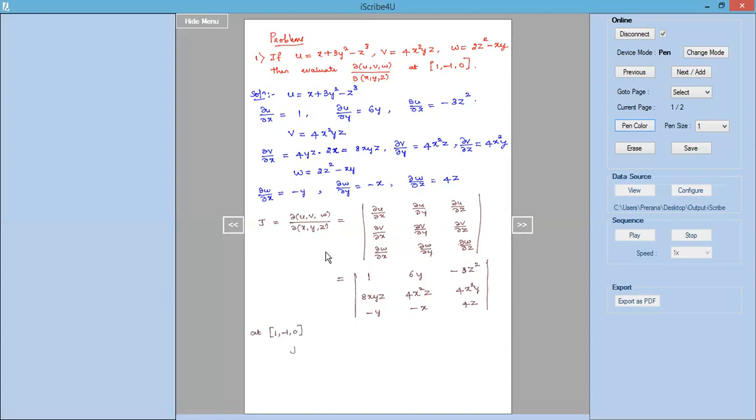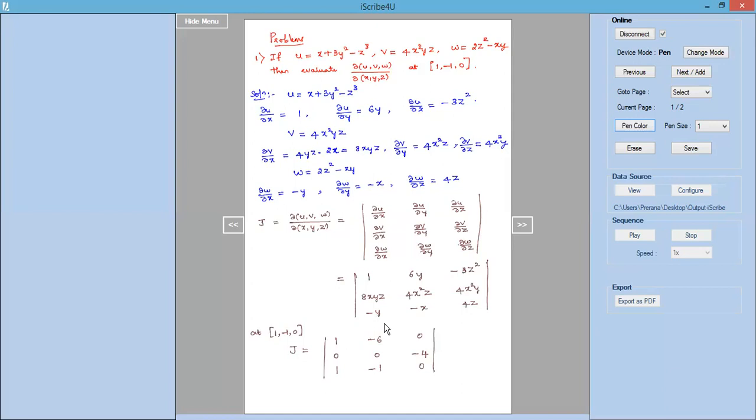So Jacobian J will be, wherever x is there, substitute x as 1, y as minus 1 and z equal to 0. Then we can rewrite the determinant. So we have 1. When y is minus 1, this becomes minus 6. z is 0, so the last term in the first row goes to 0. In the second row, z is 0 so the first two entries are 0, and then we have 4x²y, y is negative, so we get minus 4. Last row it will be 1, minus 1, 0.